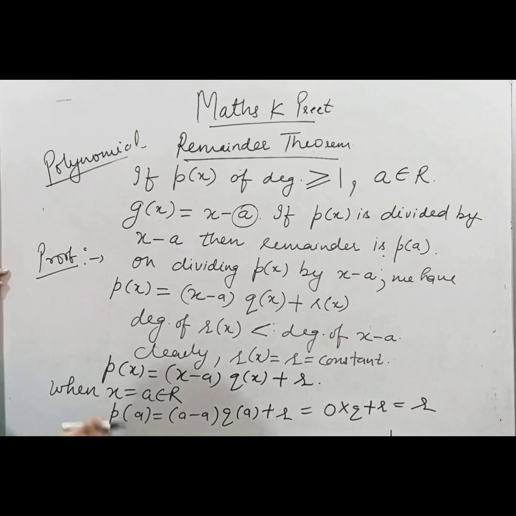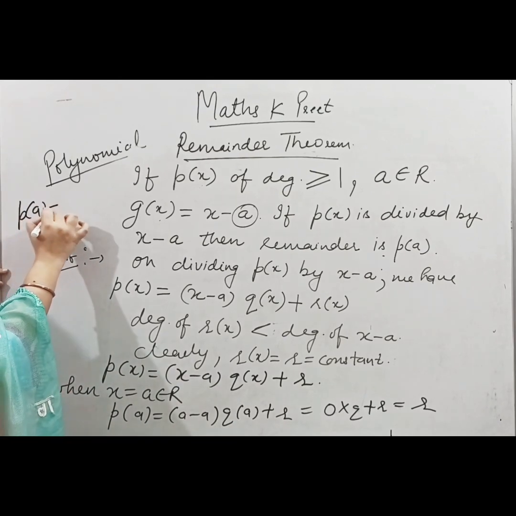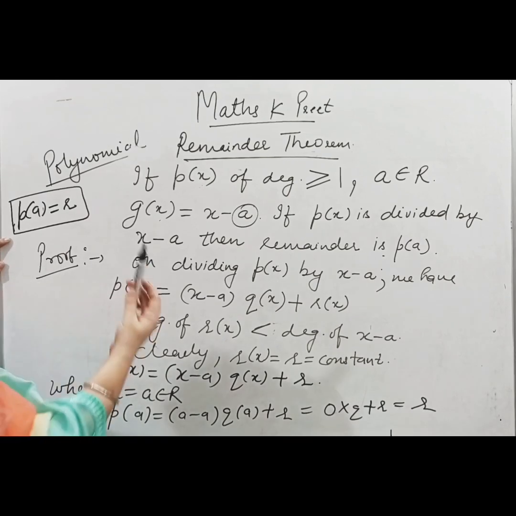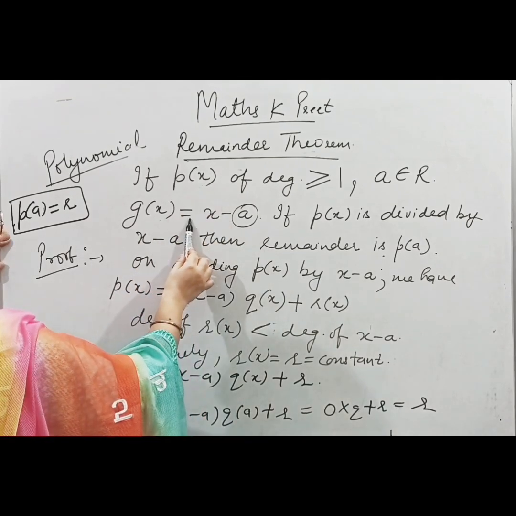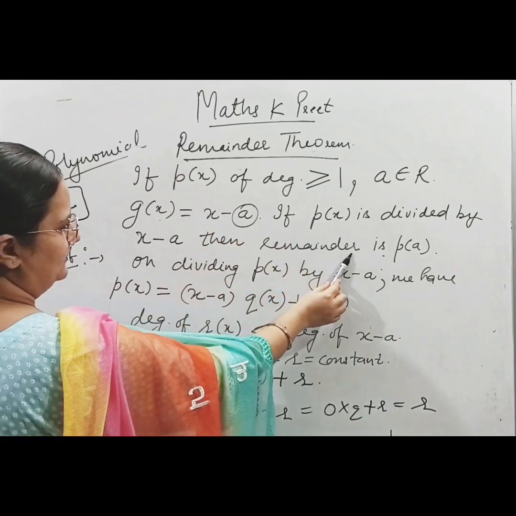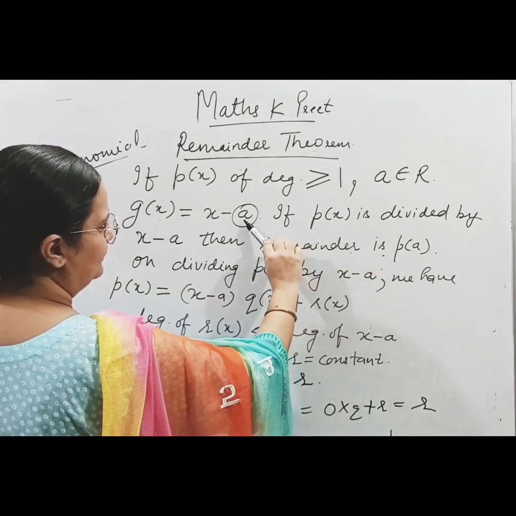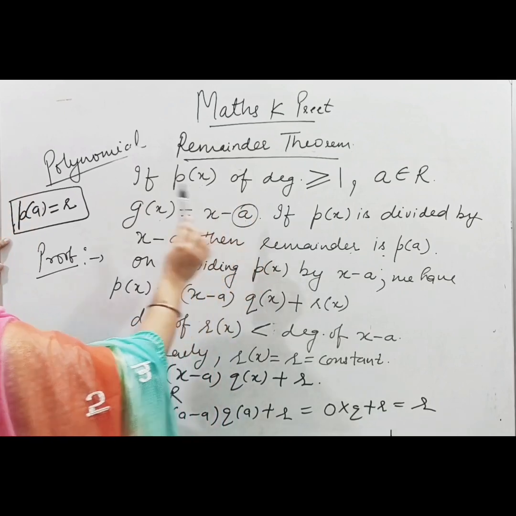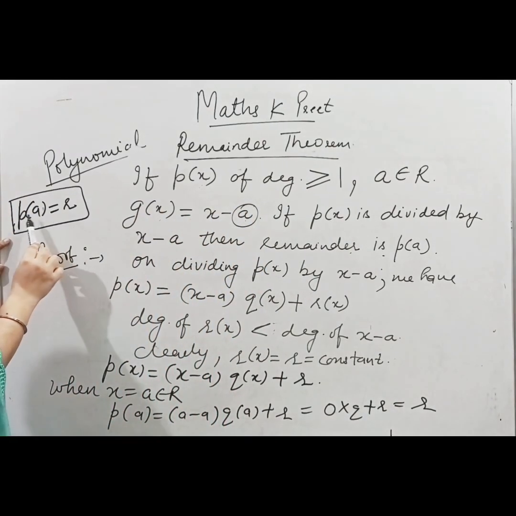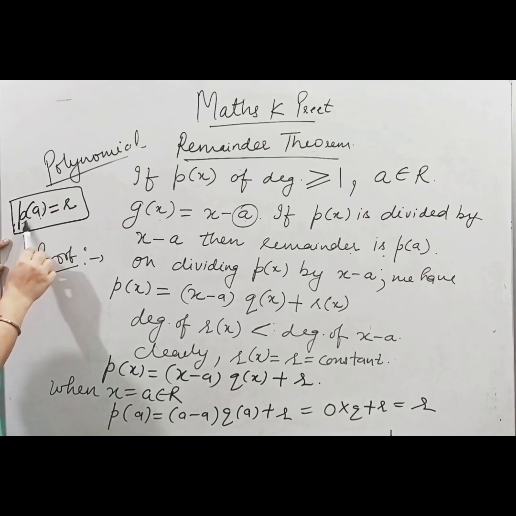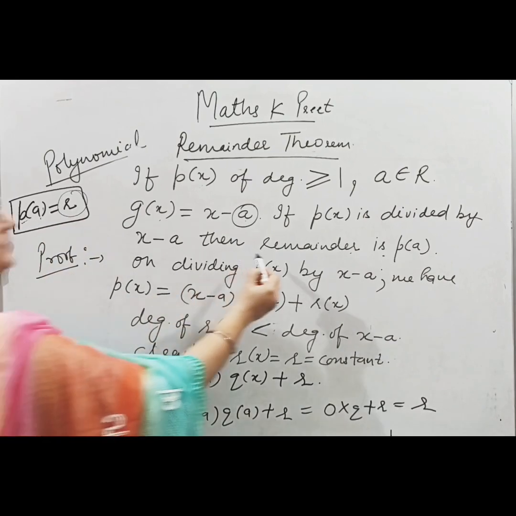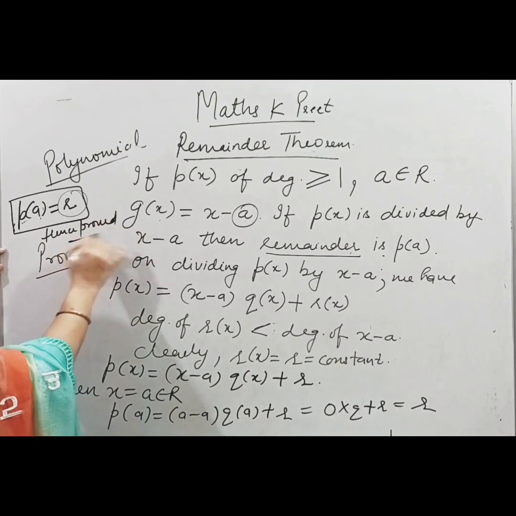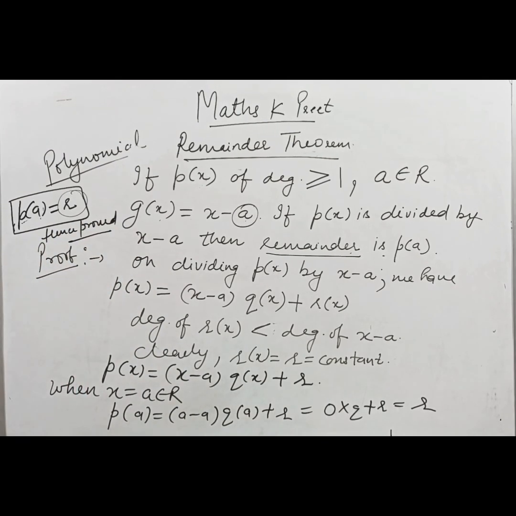Ultimately we have this result. In the end we have p(a) is equal to r. Hence proved. This was the theorem. The theorem was saying that on dividing by this polynomial, we can directly write the remainder just by putting the value a in x. So I have proved that when we put the value a in the given polynomial, we reach the remainder. So hence proved. Very simple proof. I hope you get it very clearly.